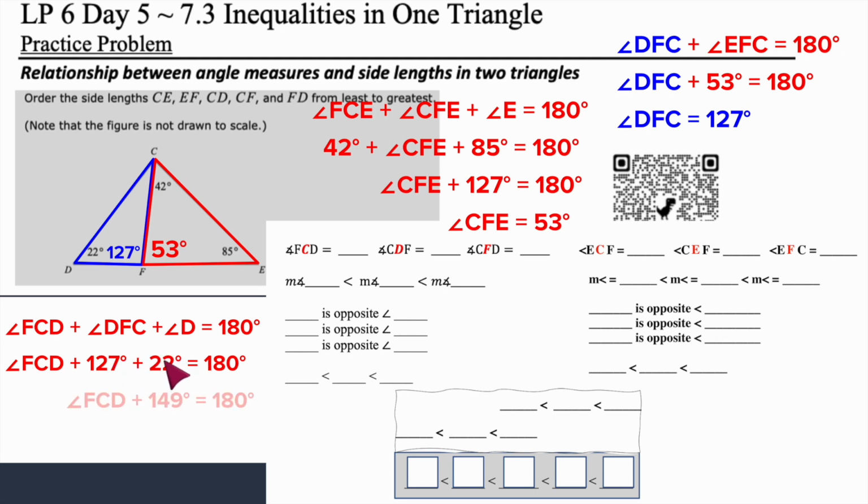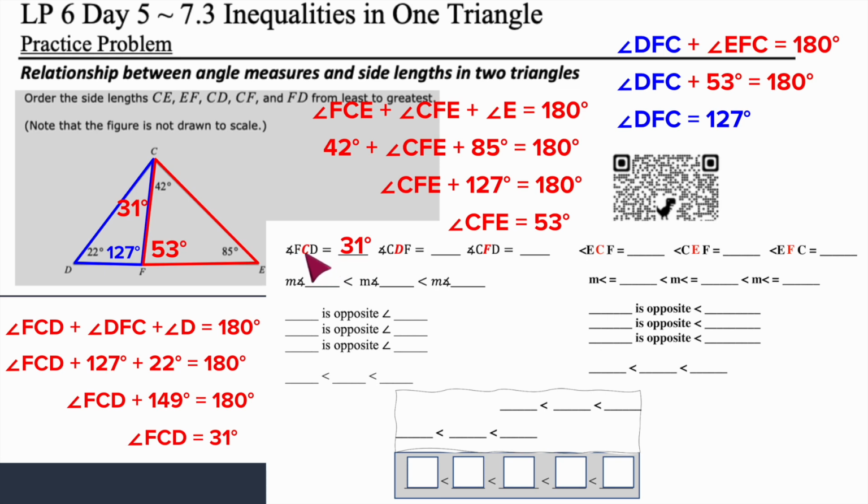So 127 plus 22, I get 149. And then 149 minus 180, that gets me 31. So now that I have all the angles filled in, I can go ahead and start looking at the inequality pieces here. So I can start saying, what do they equal?